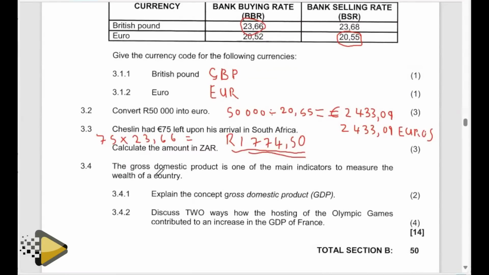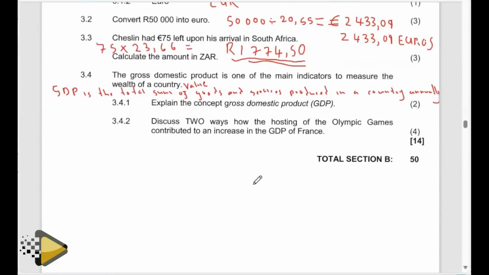Now, moving on to the next question: gross domestic product is one of the main indicators to measure the wealth of a country. Explain the concept gross domestic product. So, GDP or gross domestic product is the total sum of goods and services produced in a country annually. This is the total value of the goods and services produced by a specific country annually.